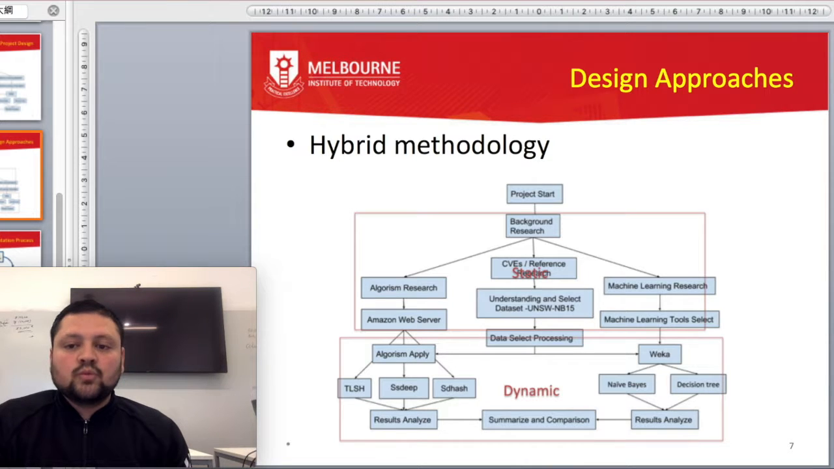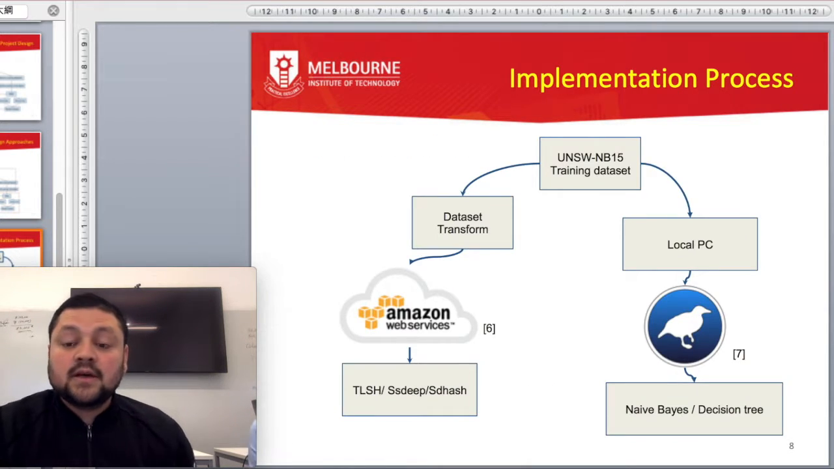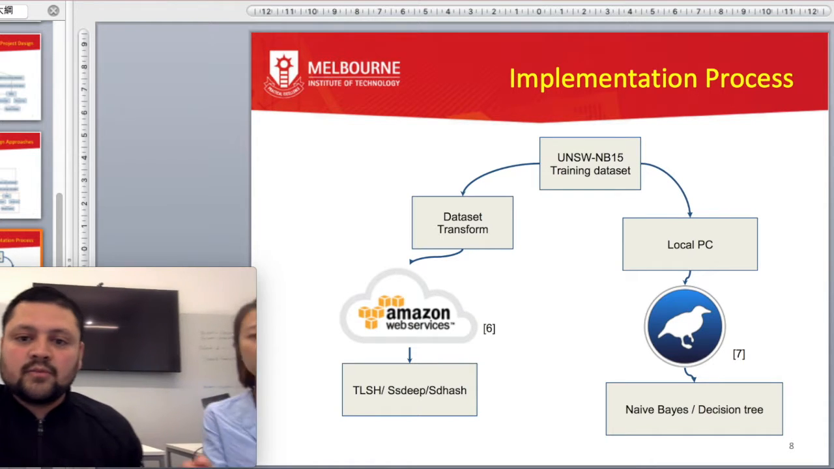Let's move to design approaches. We are using 3 different types of approaches in the project. The first one is static methodology, the second is dynamic methodology, and the third is hybrid methodology. We only focus on hybrid methodology because it's a combination of static and dynamic methodology, and it provides us unique and more accurate results. The next part is discussed by my project partner Hussein.